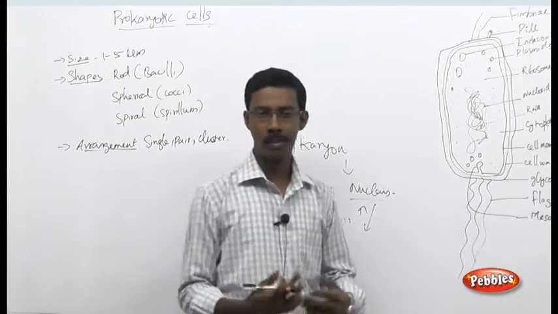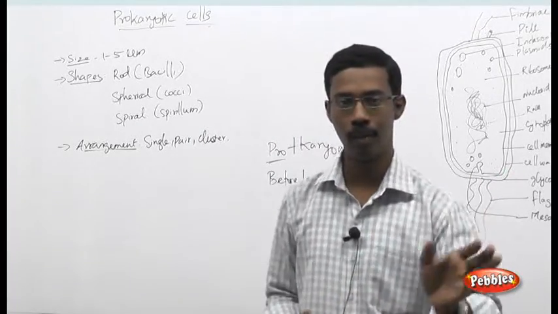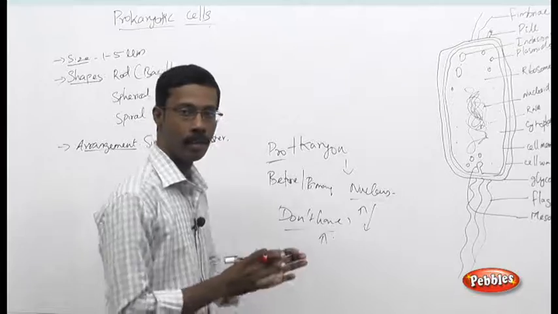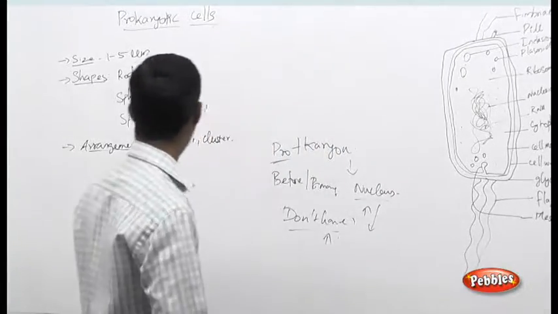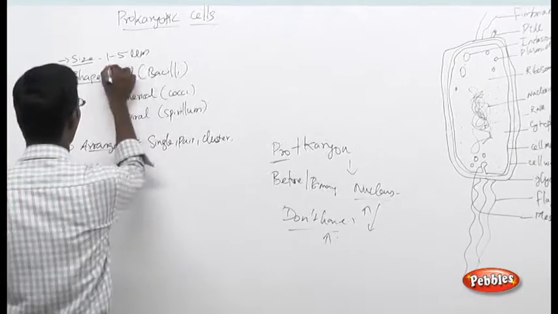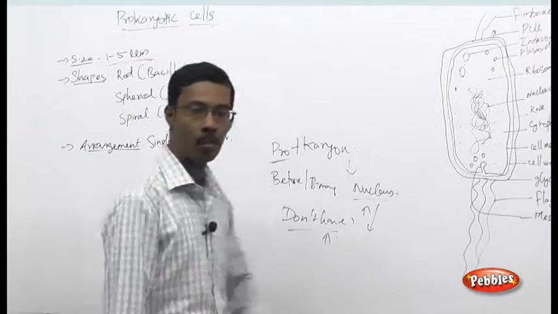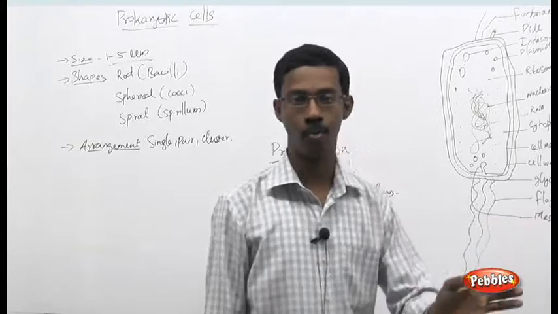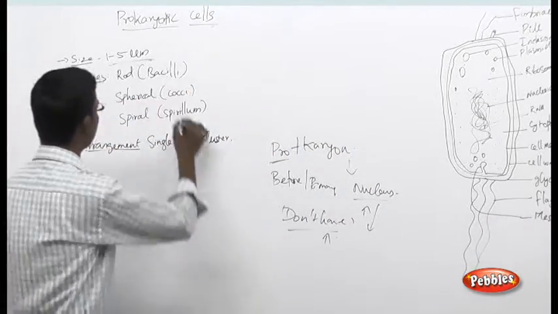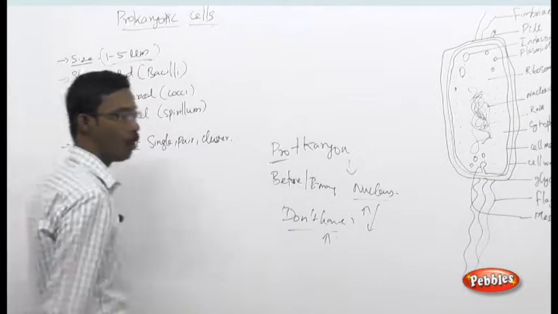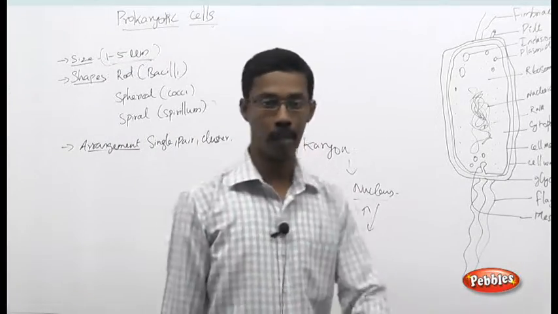Okay. So we are going to see the details of the structures. Before that, we will see something about the size, shape, and the different arrangement of the particular prokaryotic cells. So what is the range of the prokaryotic cells? We all know all the prokaryotic cells are microscopic structures. They are very minute structures. They will be in the size range between 1 to 5 micrometer.